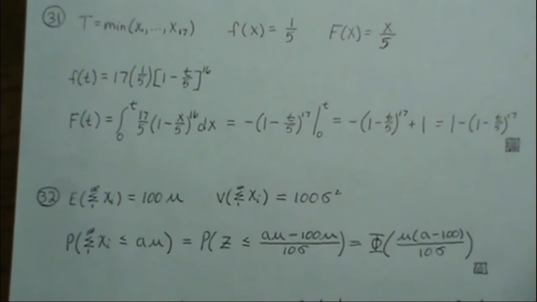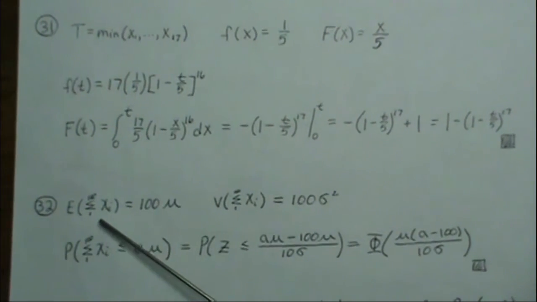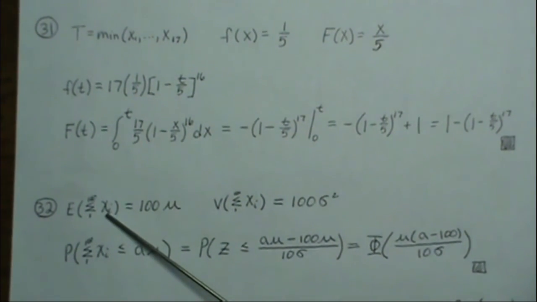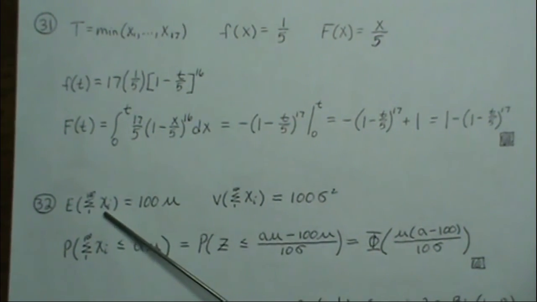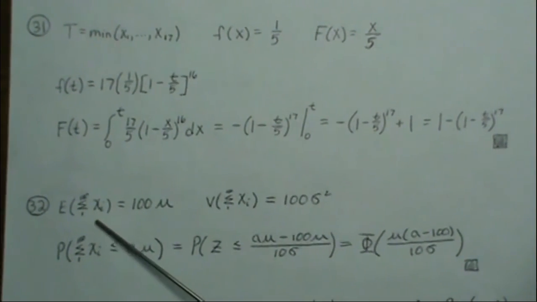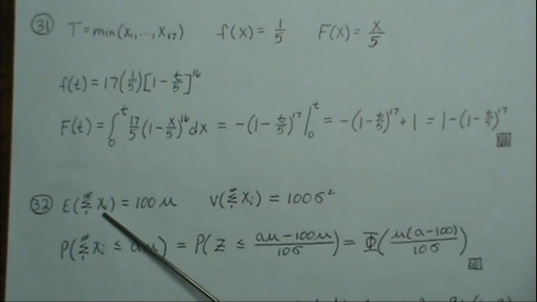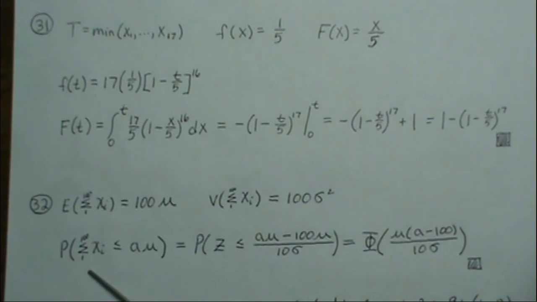So number 32, we're asked to find the probability that the sum of the xi is less than a times mu. And here x is a uniform distribution. So to find the density of this sum would not be fun, not be fun at all. And so we're going to have to use the central limit theorem to find this probability.